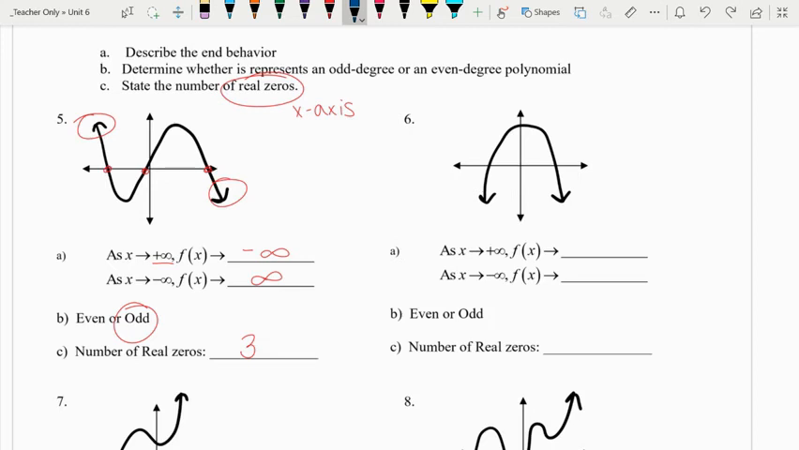Okay, so number 6. If I look, both of them are pointing down. Anytime they're going in the same direction, that means that it's an even one. And both of them going down means I don't even really have to think about it. They're just both towards negative infinity. We notice it crosses the graph at 2 spots. So there's at least 2.